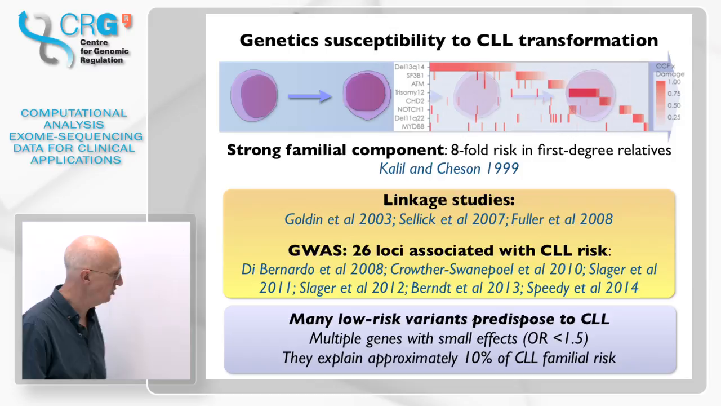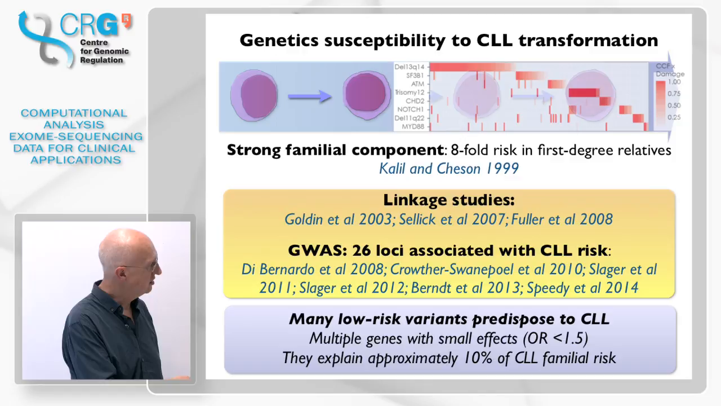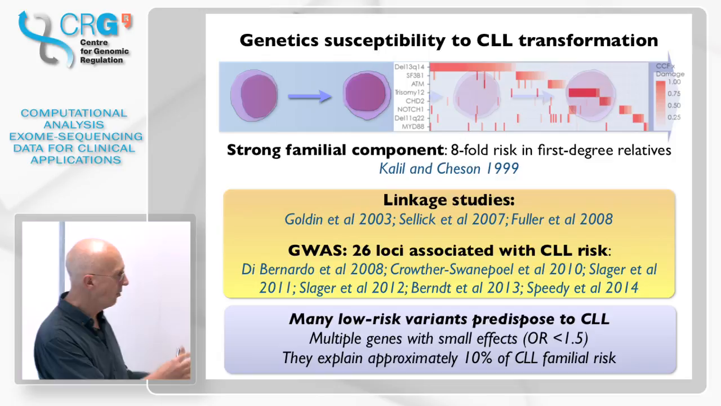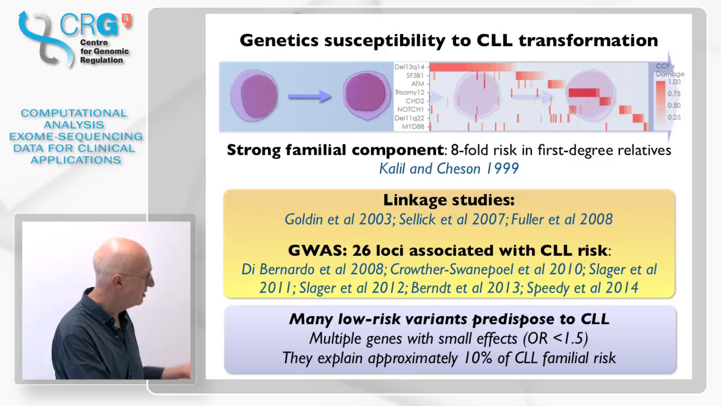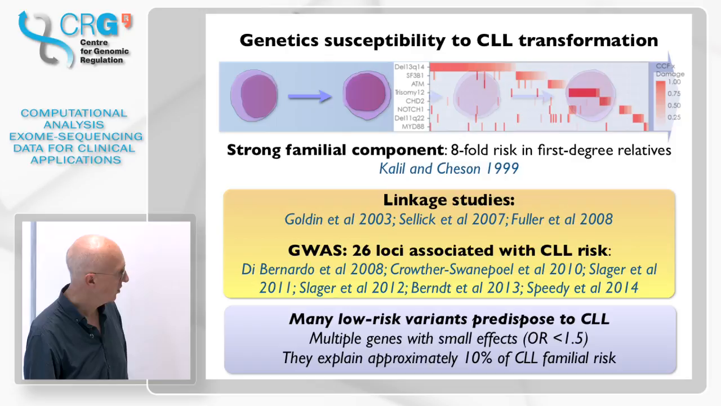And as it happens for other complex disorders, the experience with GWAS, which has been the target of common variants analysis in this type of phenotype, has been to, at the end, identify only 10% of the genetic susceptibility or the familial risk to CLL.